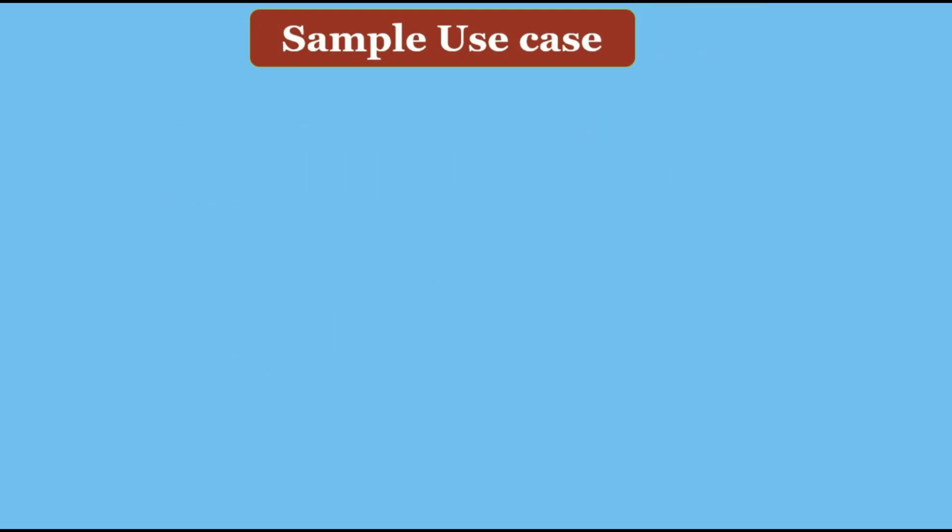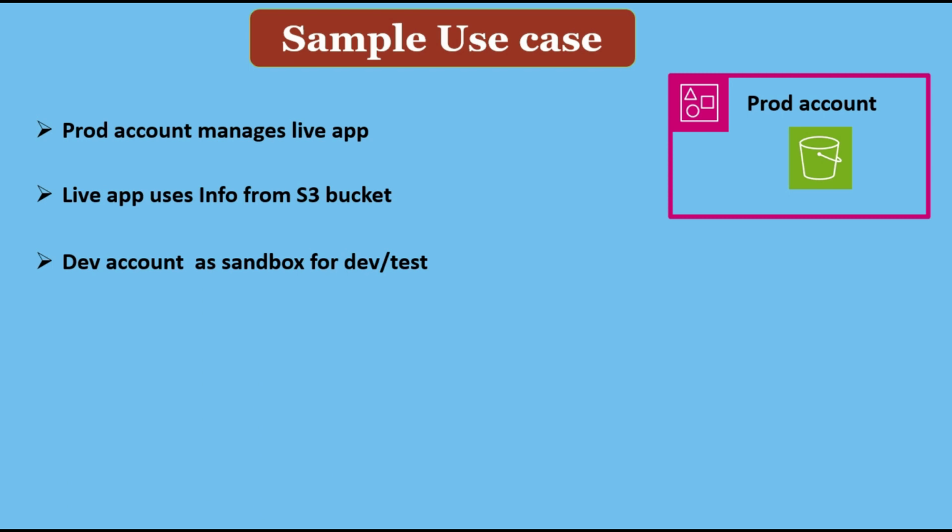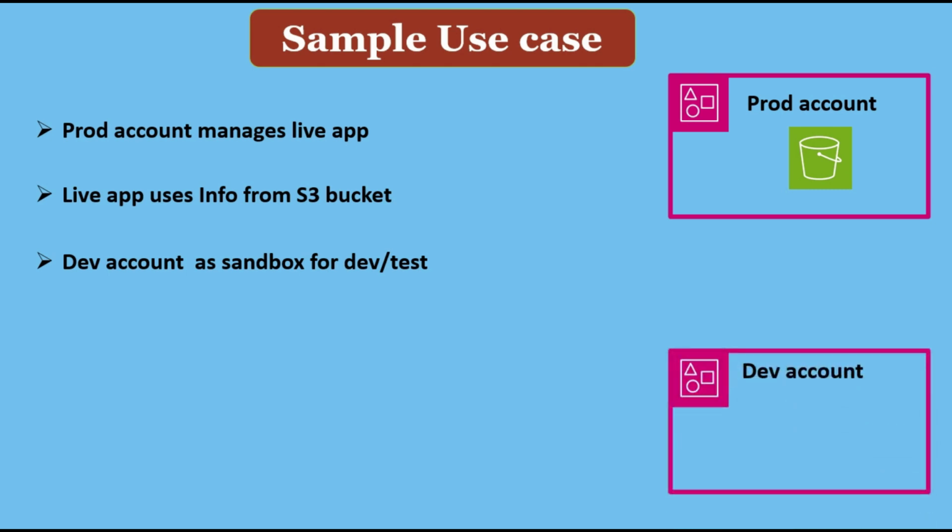Now, let us understand a simple use case. For example, we have a production account where the applications are live serving the customers. Now, this application is accessing some information from an S3 bucket, and we have a dev account which is used as a sandbox for all the developers and testers. They will be deploying the applications locally and test it periodically.